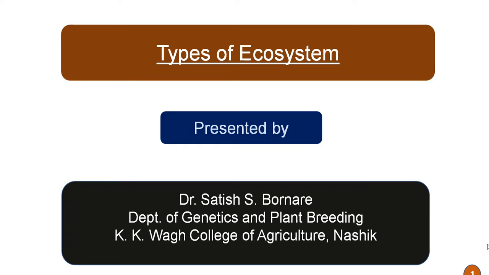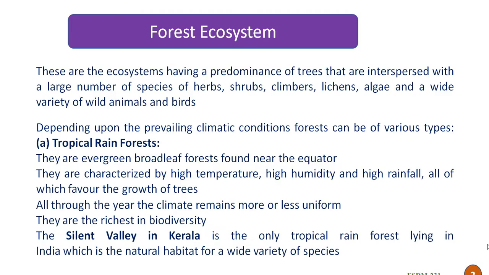Today we are going to learn the topic types of ecosystem. First type of ecosystem is forest ecosystem, an ecosystem having predominance of the trees that are interspersed with a large number of species of herbs, shrubs, climbers, lichens, algae, and a wide variety of wild animals and birds. So this forest ecosystem has a large number of trees along with the wild animals and birds.